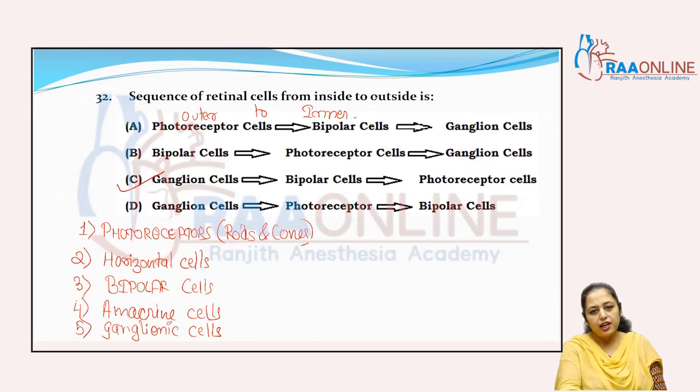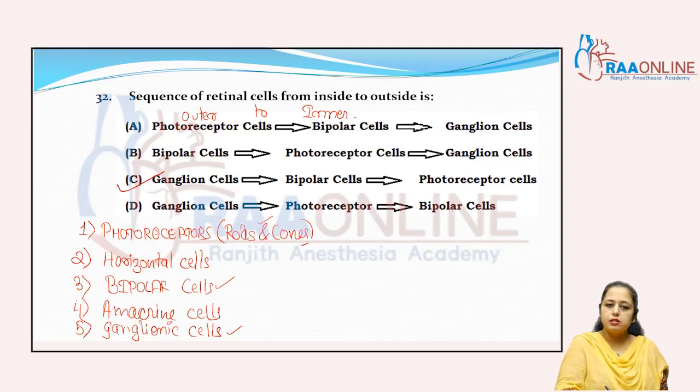So according to that, in that question, inner to outer, that is the inner side first, so the ganglionic cell, then bipolar, then the photoreceptor, right? Clear? So the answer is C.